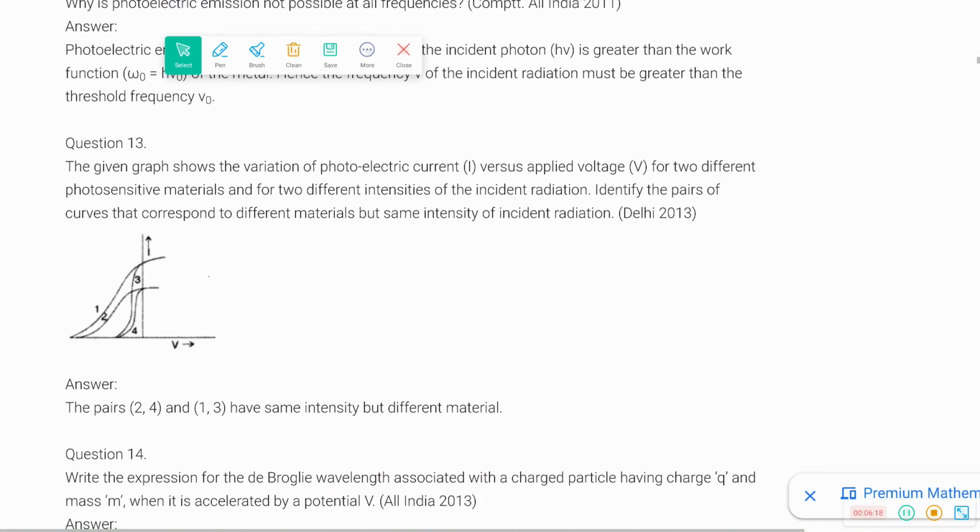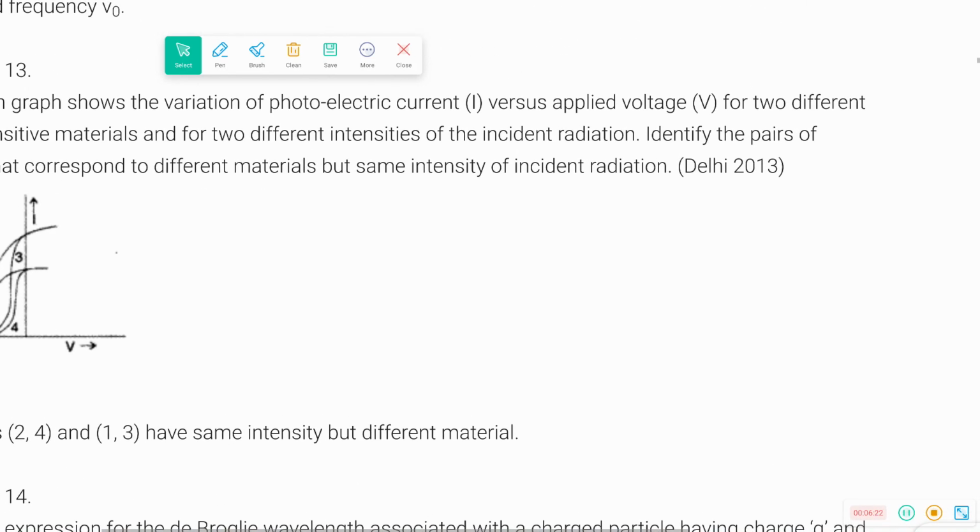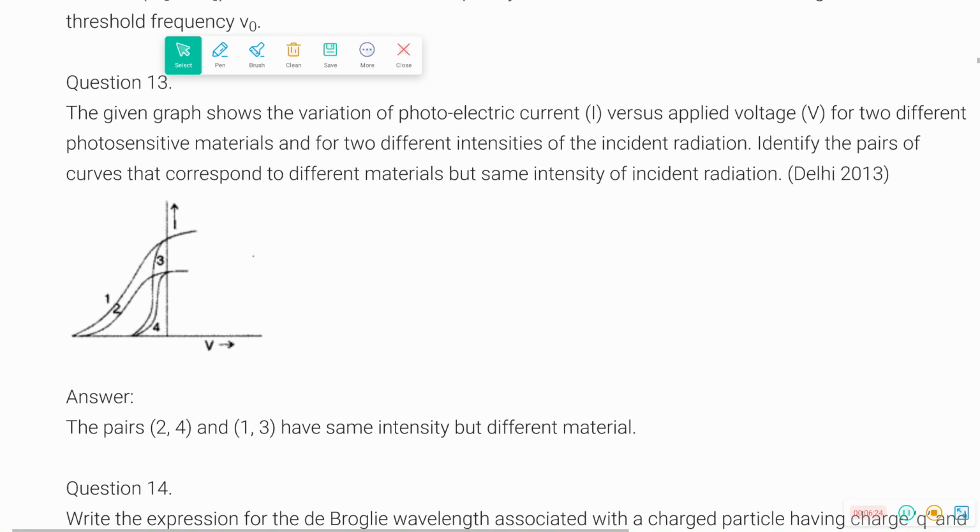Question 13, check here all of you. The graph shows, this is a very nice question. The graph shows variation of photoelectric current versus applied voltage for two different photosensitive materials and for two different intensities of incident radiation. Identify pairs of curves that correspond to different materials but same intensity.